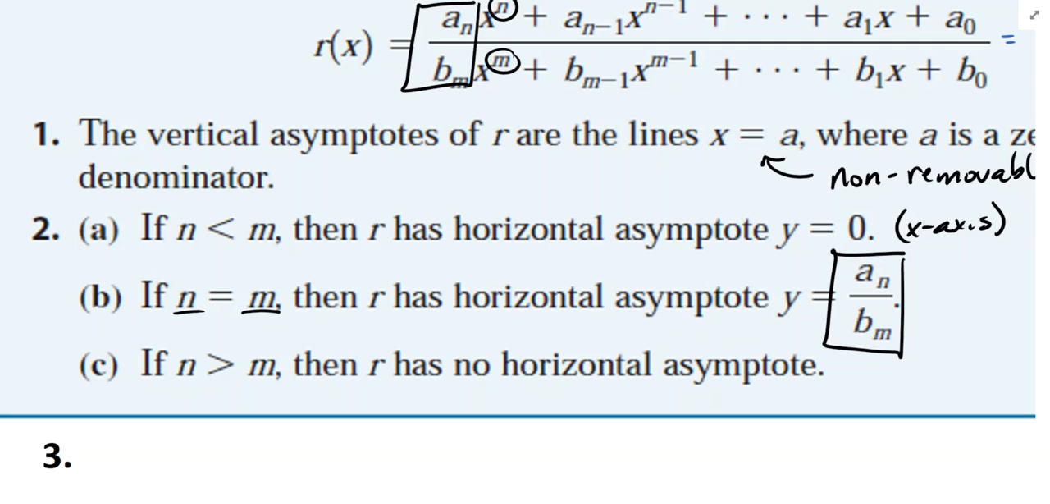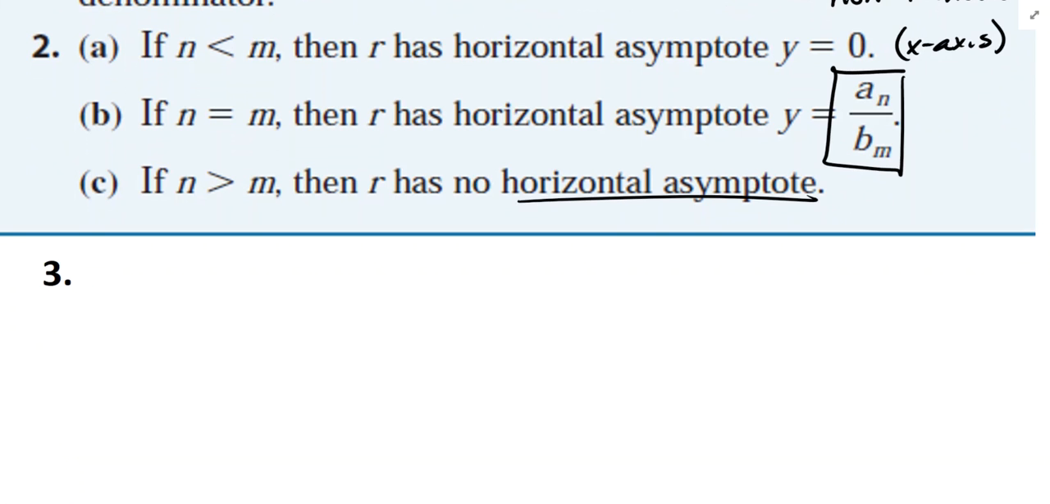And as far as an example goes with the problems that I led in the video, we did not encounter this third scenario where the degree of the numerator is greater than the degree of the denominator. In that case, there are no horizontal asymptotes. In the graph, the rational function never really levels off per se.